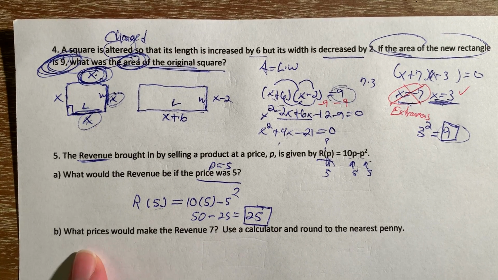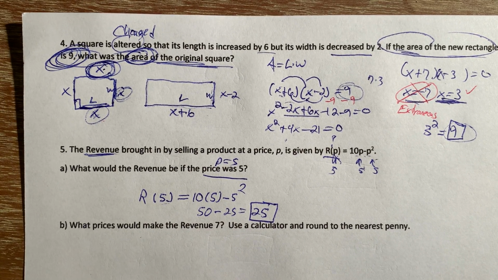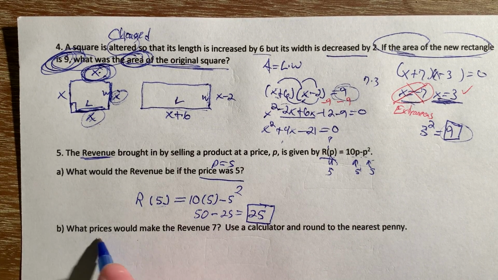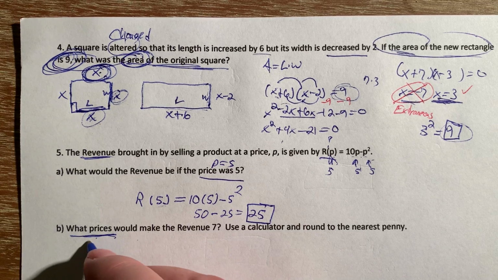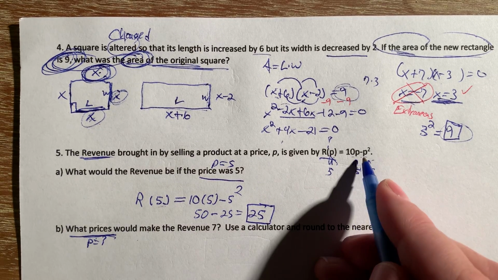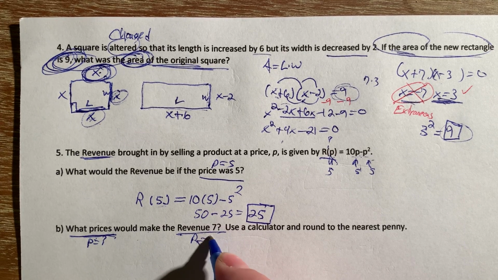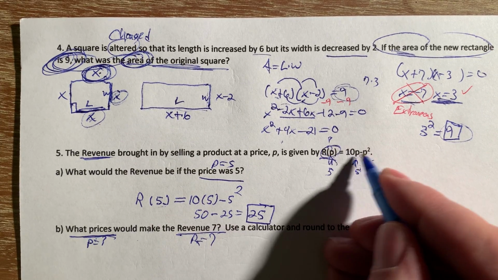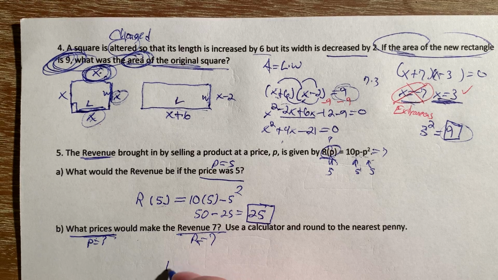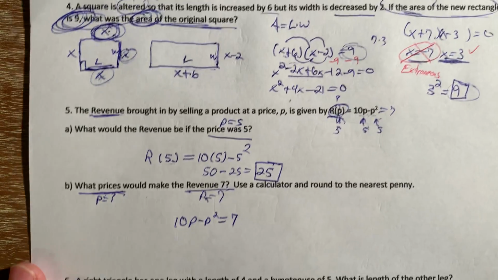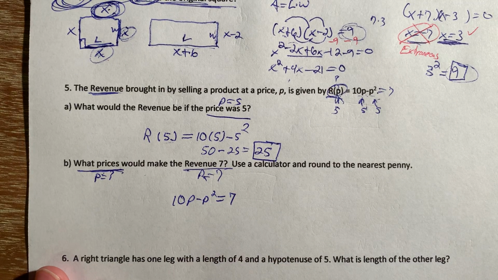What prices would make the revenue 7? Use a calculator and round to the nearest penny. So we're looking for what P is going to be equal to. So now we need to find what P will make revenue equal to 7. So this revenue needs to equal 7. So 10P minus P squared needs to equal 7, and we need to solve for P.